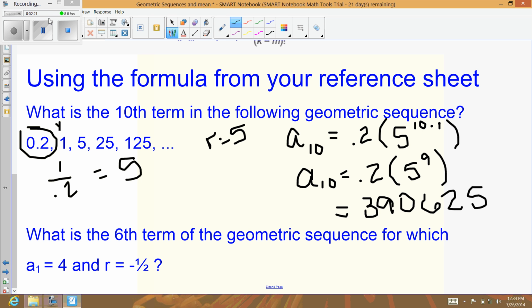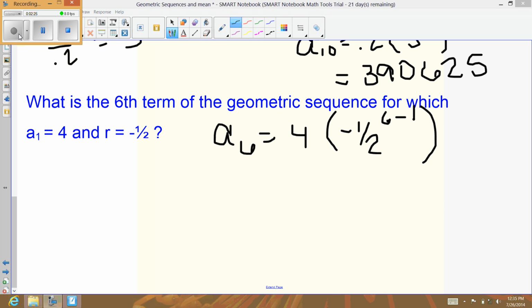Now here we go again. What is the 6th term of the geometric sequence for this? Okay, a to the 6 equals the first term, 4, times the parentheses, the common ratio, negative 1/2, raised to the term that you're looking for, minus 1. So it's negative 1/2 raised to the 5th power times 4.